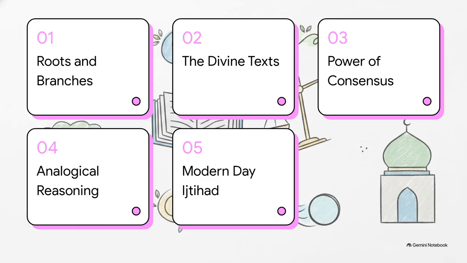Okay, let's dive right into this. Here is our roadmap for today. Number 1, roots and branches. Number 2, the divine texts. 3, the power of consensus. 4, analogical reasoning. And 5, modern-day ijtihad.